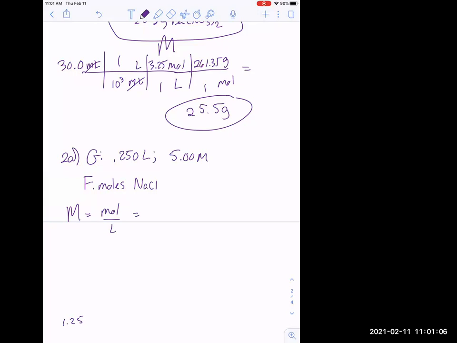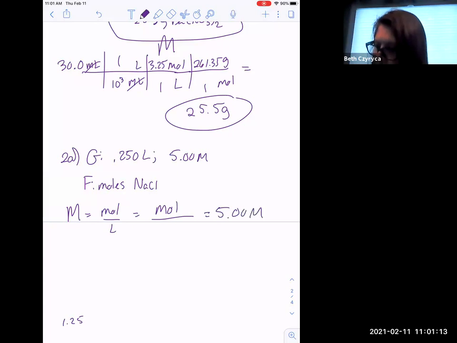So we're solving for moles. And then we have the molarity. And then we have the liters. So we multiply. That makes sense. Divide 5 by 4.